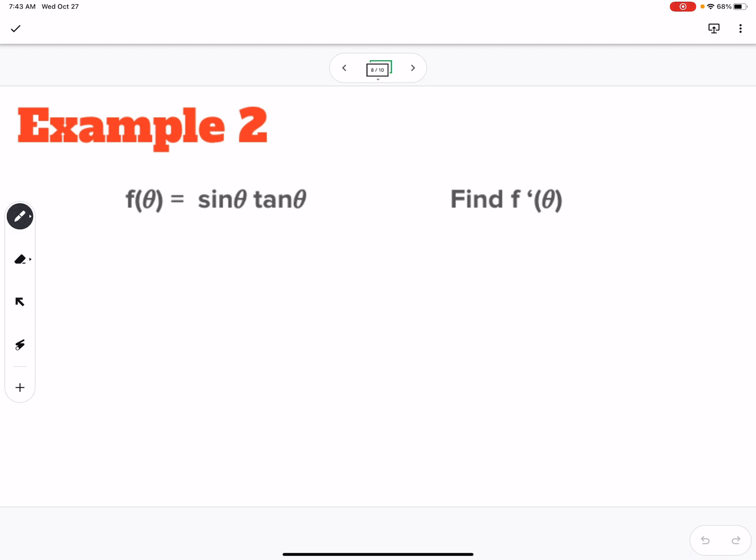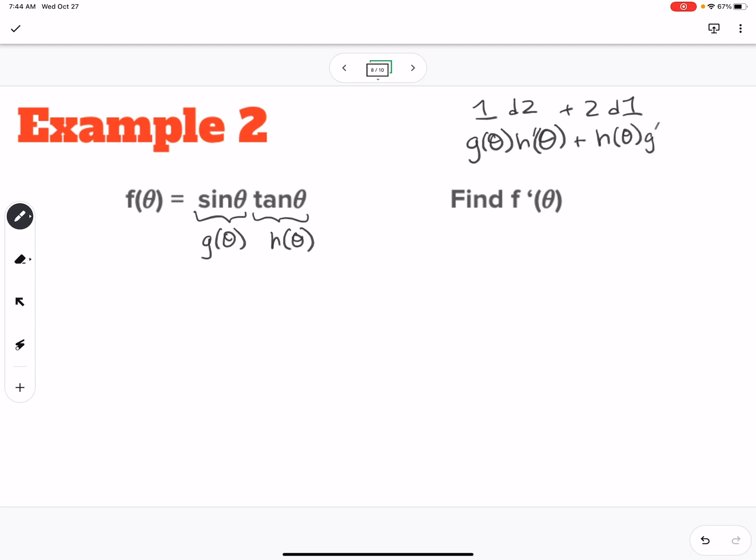And again, we're noticing that there are two separate functions here that are being multiplied. Now, because this one's already labeled f of theta, I'm not going to use f again. I'm going to relabel this. I'm just going to use g of theta here and h of theta. And that product rule still applies. It's still 1d2 plus 2d1. We're just going to use some different variables here. So now instead I'm going to have g of theta, h prime of theta, plus h of theta, g prime of theta. So again, I'm going to make my key over on the right-hand side.